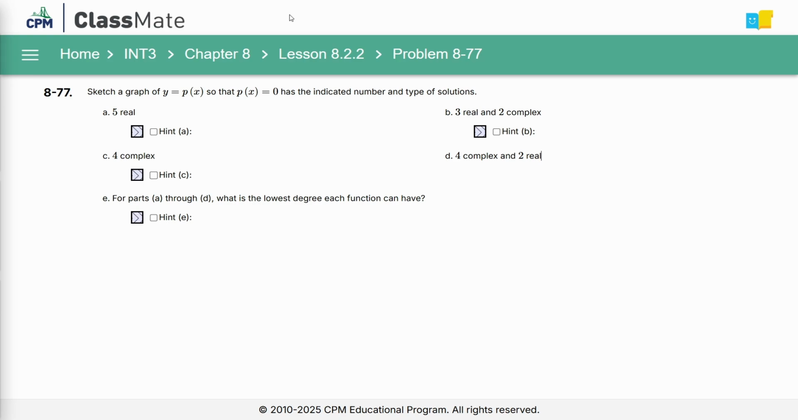Welcome back. Today we'll be looking at a CPM Integrated 3 Chapter 8 Lesson 8.2.2 Homework Help. And we'll begin here with our first question, problem 877.